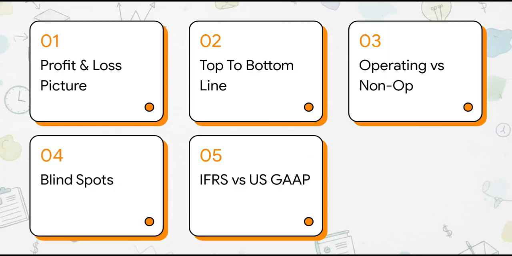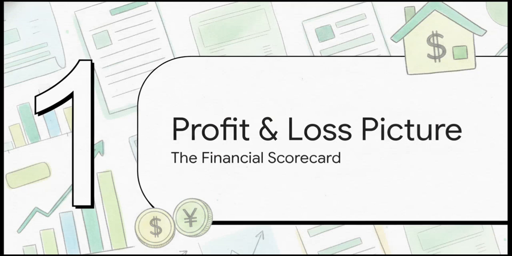Here is our roadmap for the journey. We'll start with the big profit and loss picture, trace the path from top to bottom line, separate operating from non-operating costs, expose some major accounting blind spots, and finally end with a showdown between international and U.S. accounting rules.